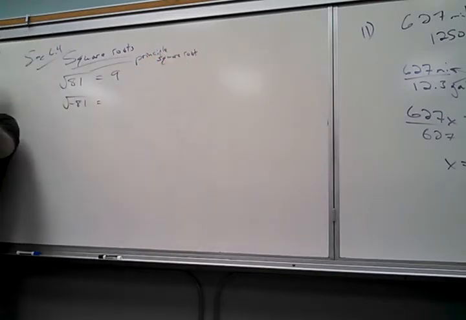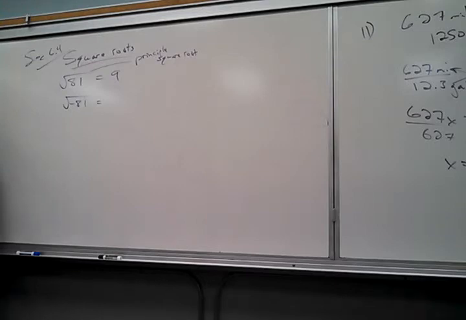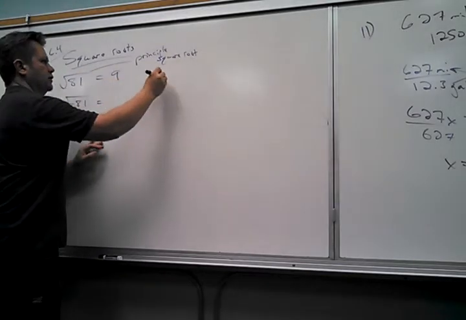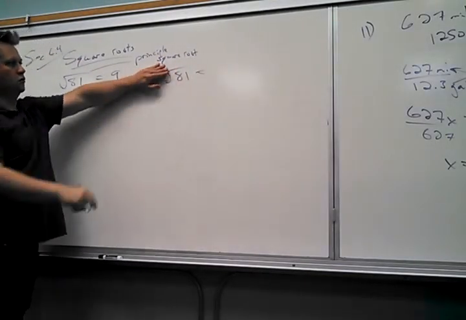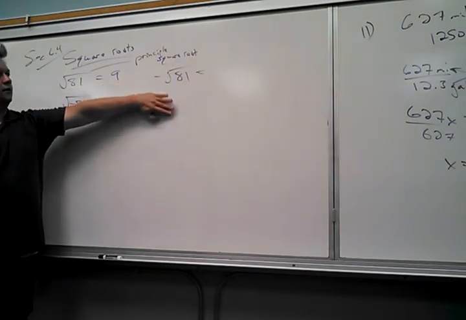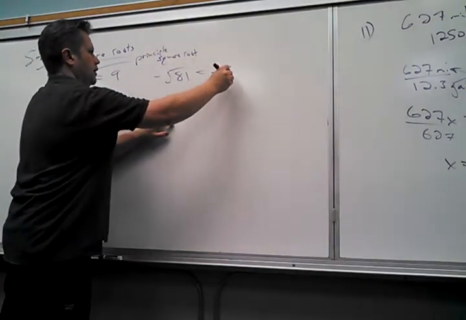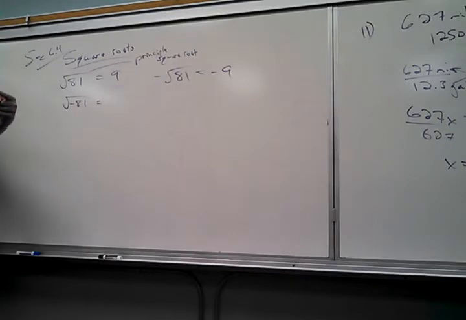Every number has really 2 roots except for 0. 0 is 0 times 0. But 4 is 2 times 2 or negative 2 times negative 2. So if I want the negative one, I've actually got to say I want the negative root. Since the square root of 81 is 9, the negative square root of 81 is negative 9. I have to be very specific to get the other possibility.